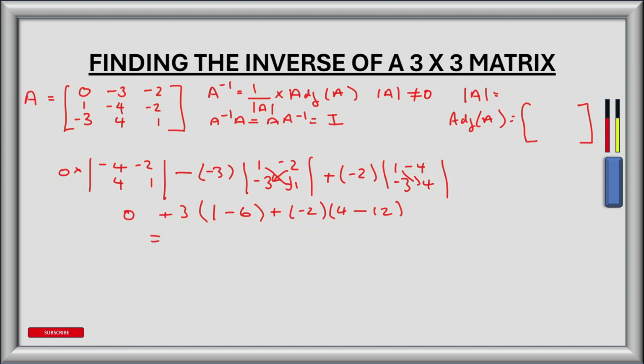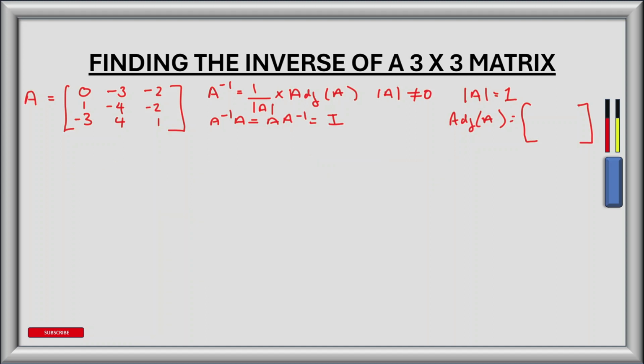That works out to be, so 1 minus 6 is minus 5 times 3 is minus 15. And we have a minus 2 times a minus 8. So that's plus 16, equals 1. So the determinant of A is equal to 1. So let's add that into the top right hand corner here. So the determinant of A is 1.